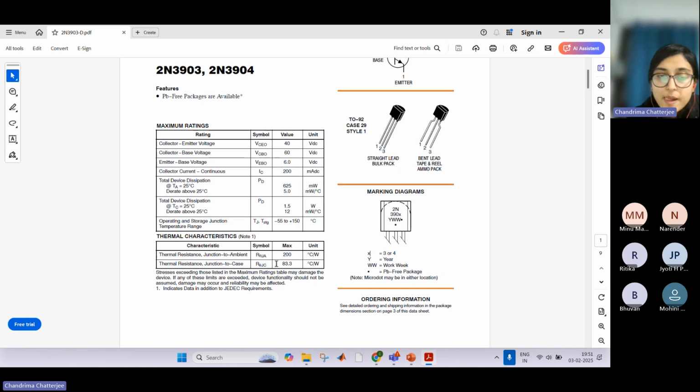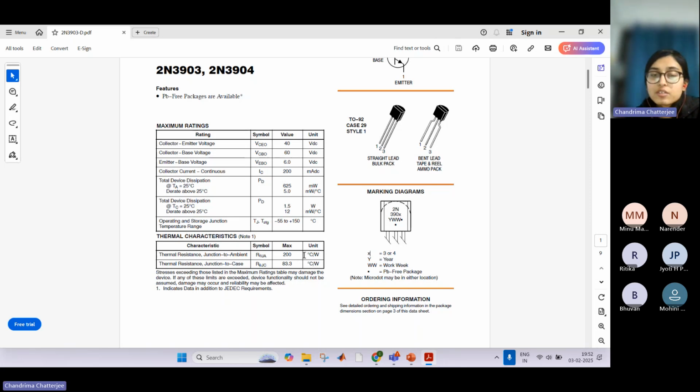If you remember, for the diode we discussed two different thermal resistances. One is from junction to ambient, another is from junction to case. Junction to ambient is the total thermal resistance from the device junction to ambient temperature. That is given as 200 degrees Celsius per watt. And junction to case is given as 83.3 degrees Celsius per watt.